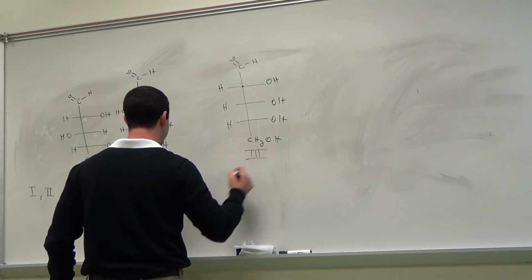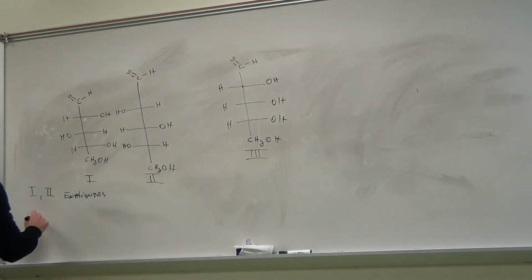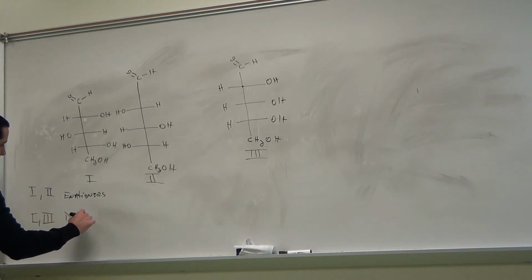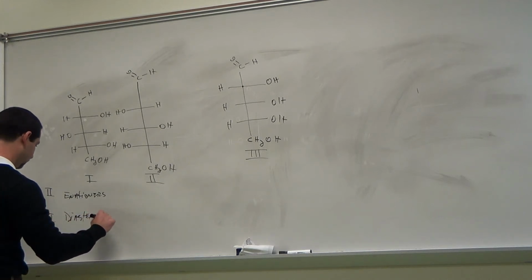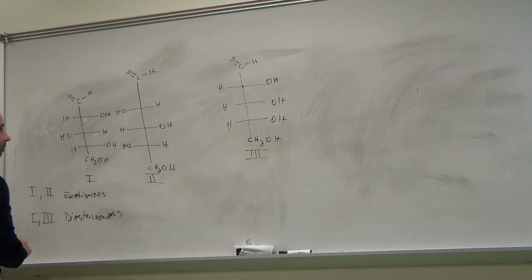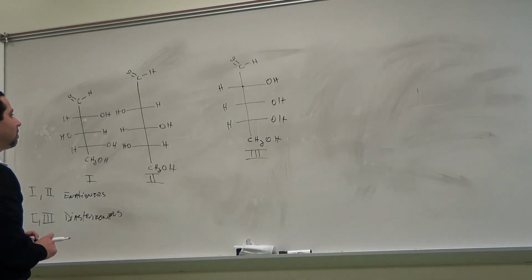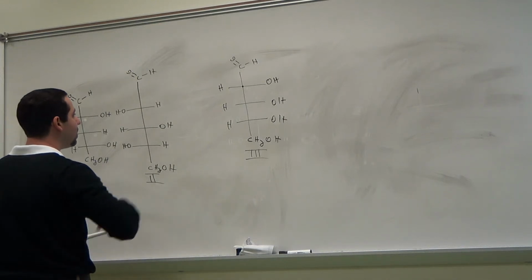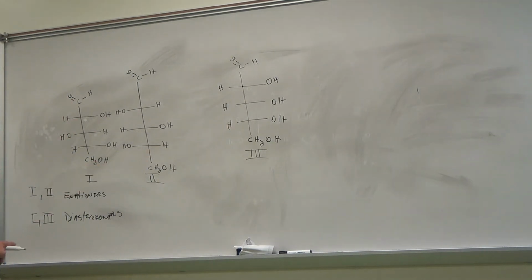Structure number 3. Numbers 1 and 3 are diastereomers. How about this structure and this structure? Are they diastereomers too? Structure 2 and 3, are they diastereomers? Yes. Okay, structure 2 and 3 are diastereomers as well.